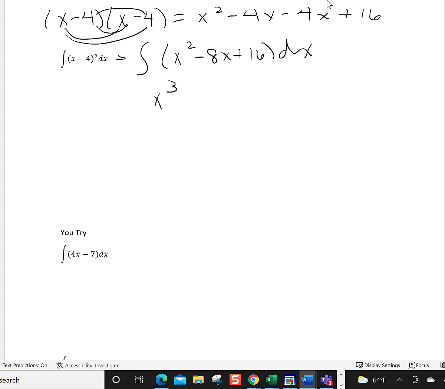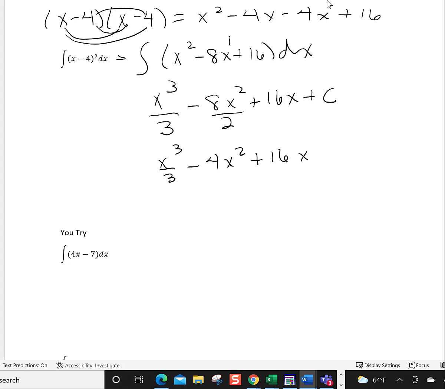Now you can integrate. X squared is x cubed over 3. 8x is 8x squared over 2. Remember it was a 1. I add 1, divide. 16, you just give it an x plus c. So look at all the powers went up. 2 went to 3, 1 went to 2. This didn't have an x, so I give it 1. One little piece could simplify, so I have x cubed over 3 minus 4x squared plus 16x plus c.